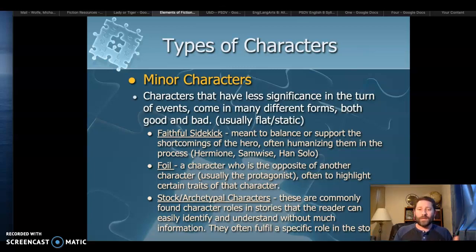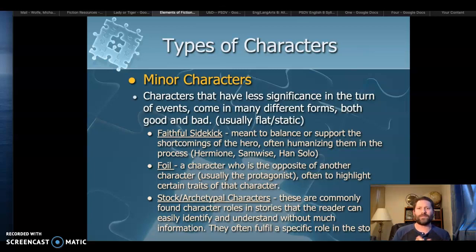So, they're meant to balance or support the shortcoming of the hero, often humanizing them in the process. Hermione and Ron, Samwise, Han Solo, or at least Chewie for Han Solo, I guess you could say, is his faithful sidekick. But they're always there. They come in a clutch, and they're there to help out the main character when they're in their greatest need. And they're there also to demonstrate that the main character can't do it all on his own.